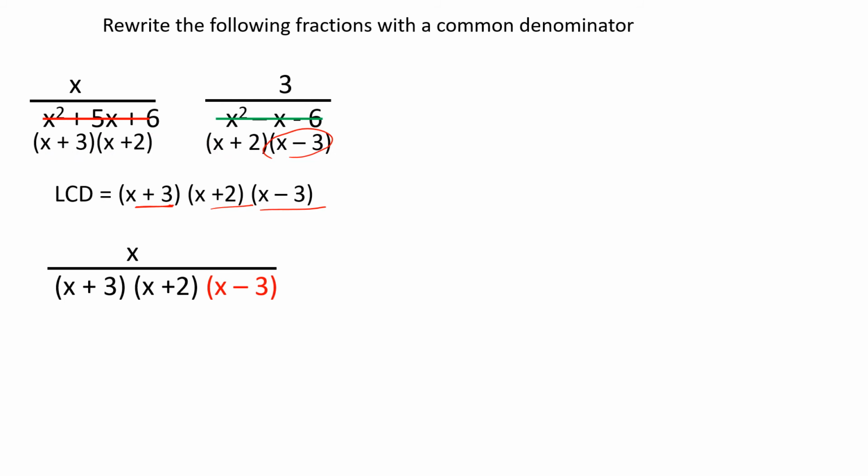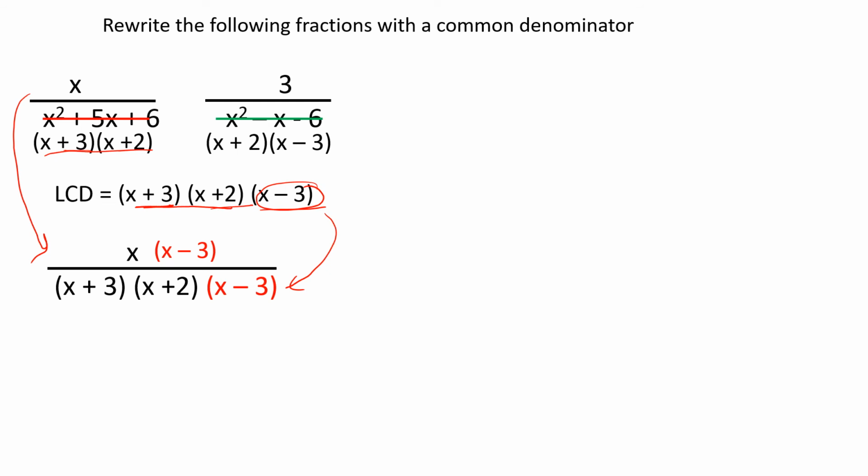So this first one is this one right here. And so notice that this has an x plus 3 and an x plus 2. So what is missing is this x minus 3. So that's why I'm going to put an x minus 3 on the bottom, because we'd already determined that's our LCD, but I also have to put it on the top, all right, to make this fraction equivalent.